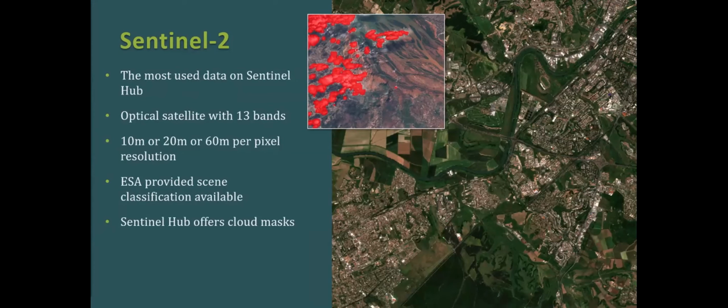So the first satellite we're going to look at is Sentinel-2. This is actually the most used data on Sentinel Hub, and it's an optical satellite which offers 13 bands. The resolution is typically 10 or 20 meters resolution per pixel, but you also have some bands at 60 meters.